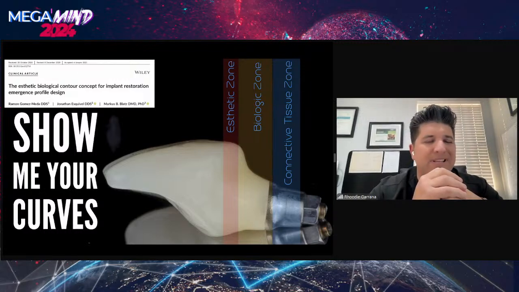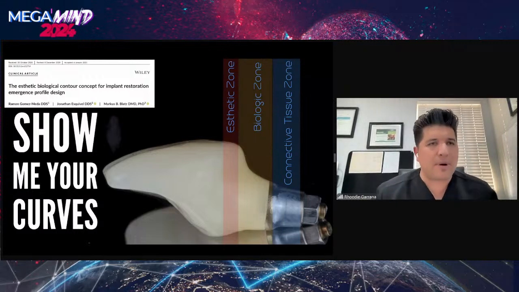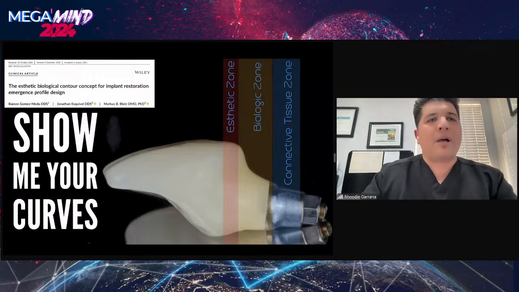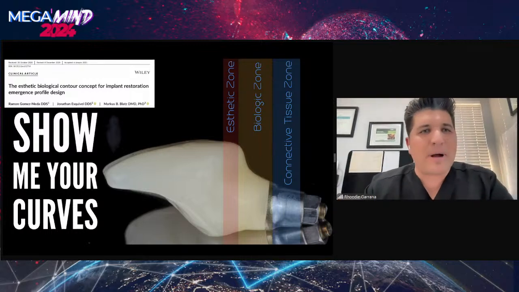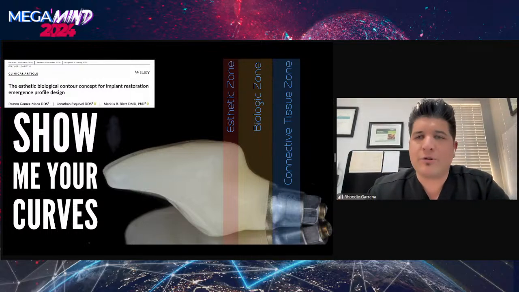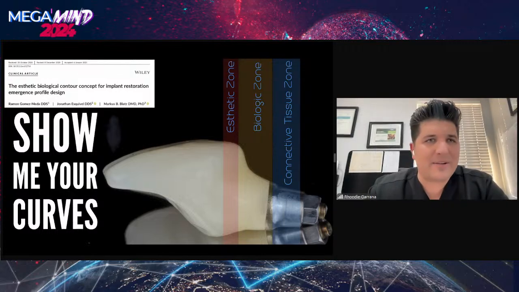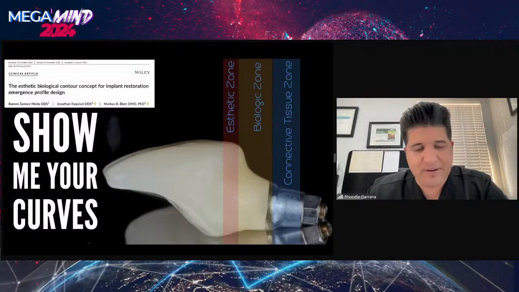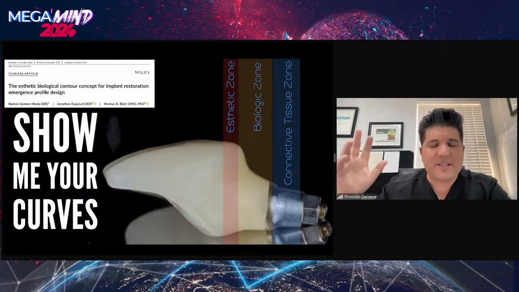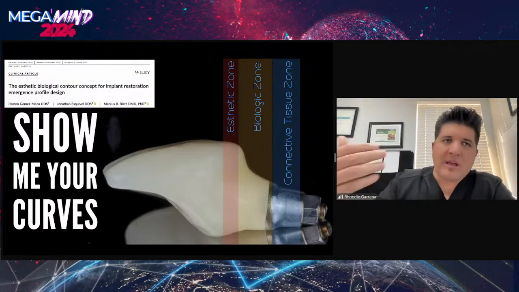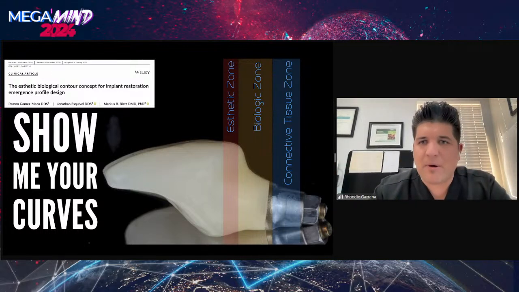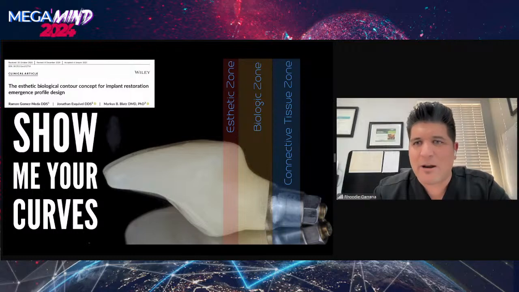At this point, it's important to look at the work done by Ramon Gomez Meda and his team, looking at what they call the aesthetic biological contour of a tooth, where we have the aesthetic zone, the biologic zone, and connective tissue zone. Hansu spoke about this previously, where she talks about critical and subcritical contours, and it's effectively the same principle, except a more up-to-date paper where they talk about the aesthetic and the biologic zone.